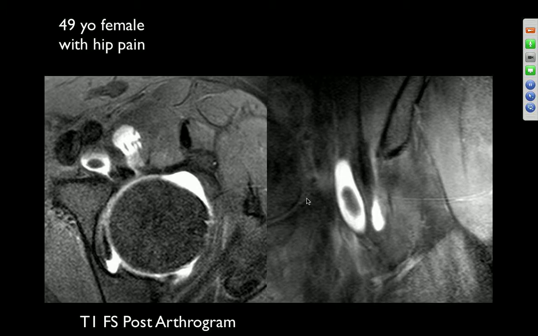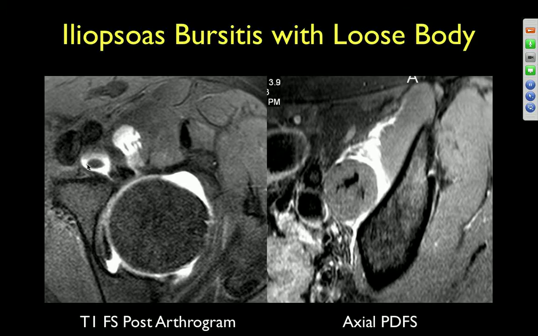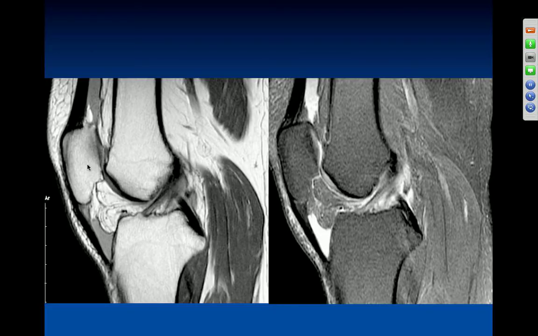49-year-old female with hip pain. And this is another very characteristic location where we have fluid from the joint space going into the iliopsoas bursa. In this particular case, there's also a loose body within the iliopsoas bursa. So iliopsoas bursitis is another fairly common location of a mass, something that presents as a mass, which is really a benign lesion. And another one is the infra-patellar bursa here, where we can see an abnormal amount of fluid.